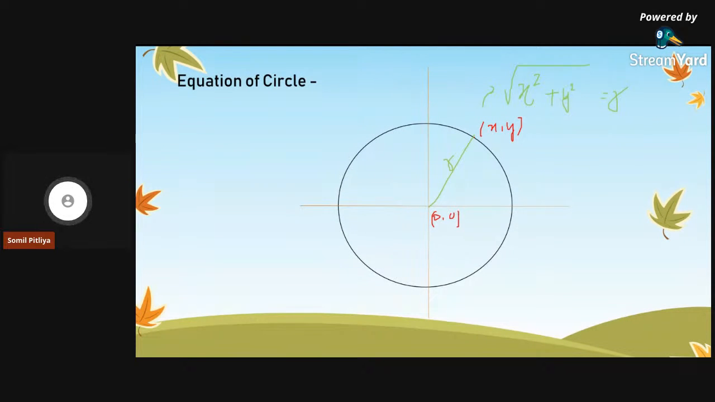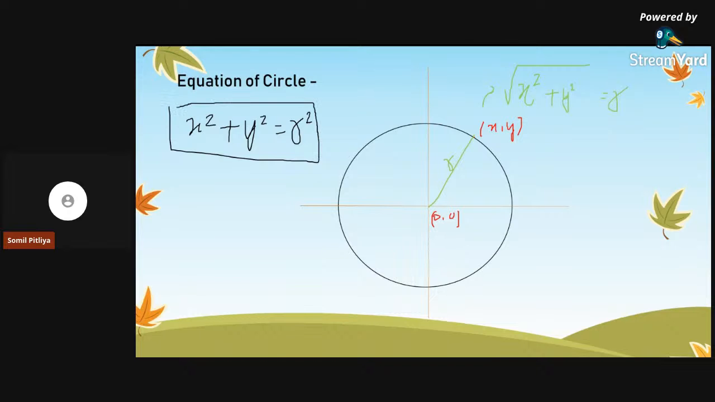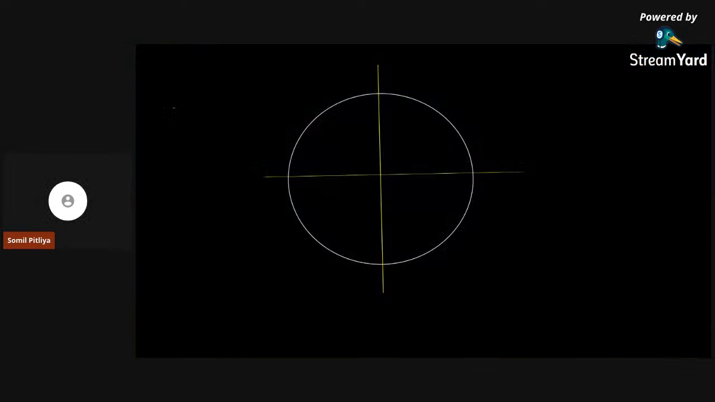So what is the equation of a circle? It's x square plus y square is equal to r square, where r is the radius and x and y are the coordinates of a point lying on the circle. So this much of the tools are required to prove the area of a circle. Okay, now let us move to the proof.